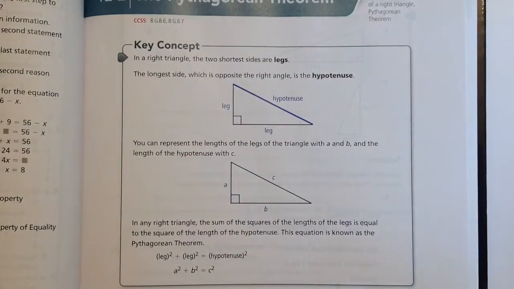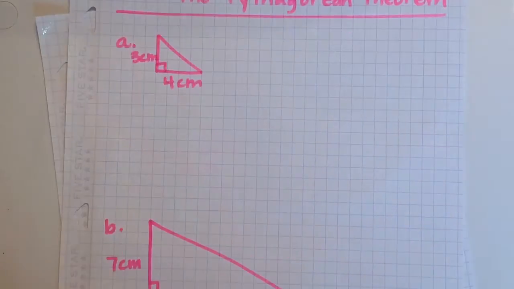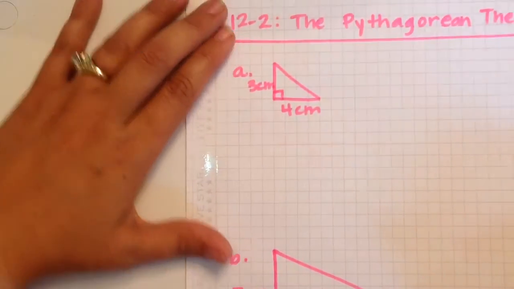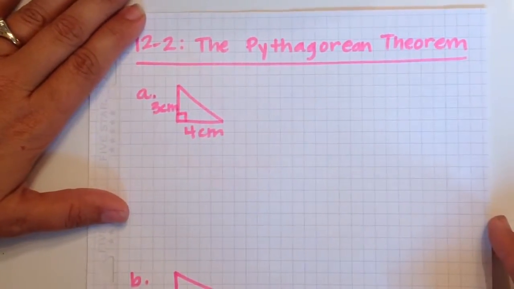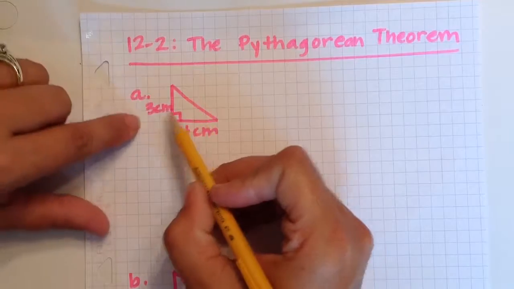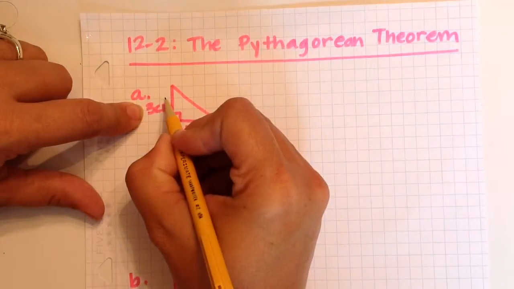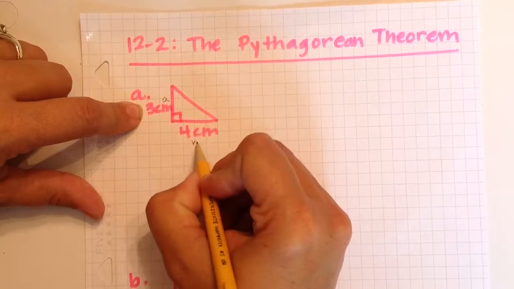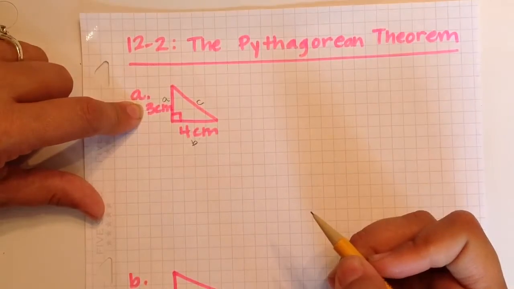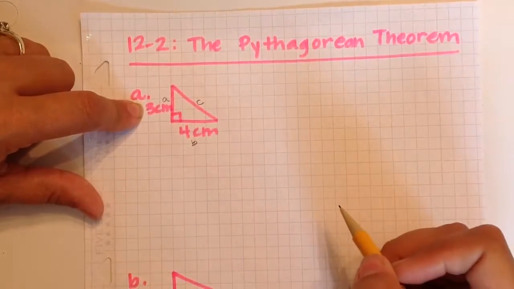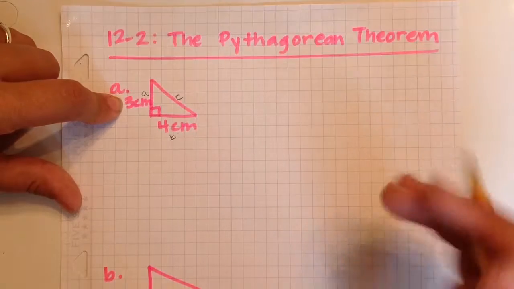Alright, so you can use the Pythagorean theorem to find the length of the hypotenuse of a right triangle when you know the lengths of the legs. So we're going to use this equation, A squared plus B squared is equal to C squared, to find the missing length, the hypotenuse. So here we know that this is 3 centimeters and this is 4 centimeters. Well, I'm going to label this A, this B, and this C. It wouldn't matter if I had labeled this A and this B. Doesn't matter which leg's A and which leg's B.